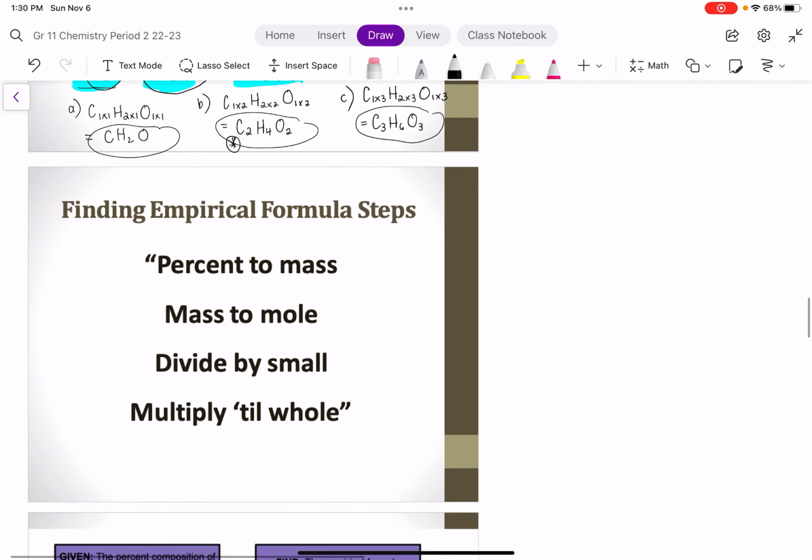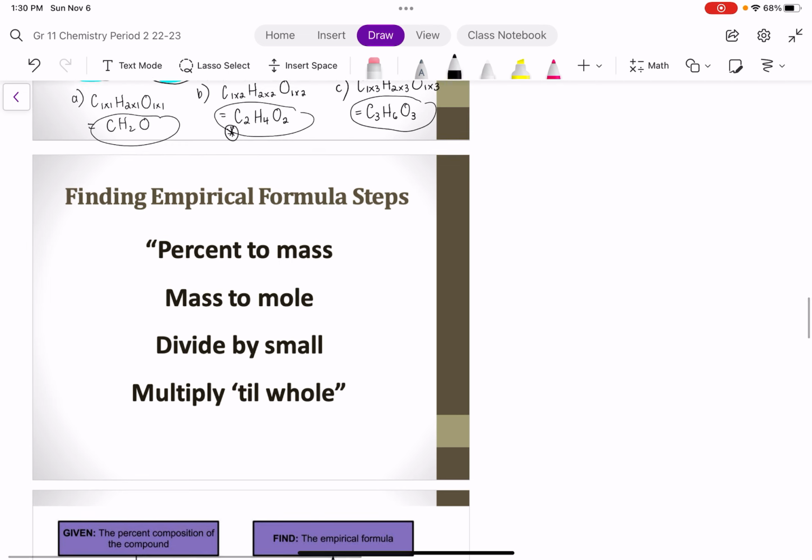The next part of the lesson, we look at steps to finding the empirical formula. This is a poem or a memory aid on the steps to solve mathematically for the empirical formula. The first step is we go from percent. If we're given percent composition, which was the last lesson we did before this lesson, we convert those percentages into mass in grams. So percent to mass to moles, divide by small, and then multiply till whole.